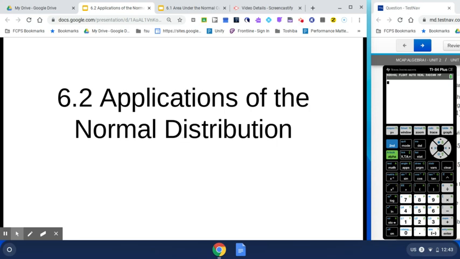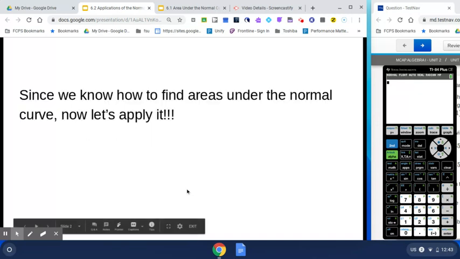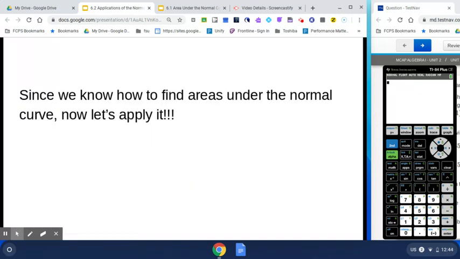This particular lesson is on applications of the normal distribution. In the last lesson, we learned how to find area under the normal curve using the z, both the positive and the negative charts. Today, we're going to see how to apply that.